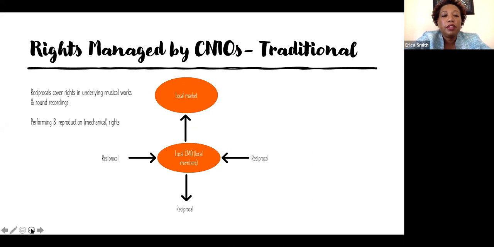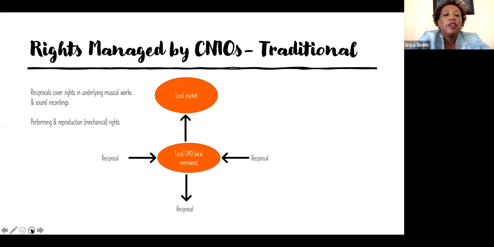So, in the traditional environment, this graphic illustrates how things would work. So you have your local market, Barbados, and you have generally a local CMO with local members, and that CMO would benefit from a series of reciprocal agreements with similar organizations around the world, where they would grant the rights they manage to the local organization so that it could manage their rights in the territory. So one of these reciprocals could be with Coscap. So Coscap would grant a license to Coscap to manage its rights, its members' rights in Barbados on its behalf, and Coscap would do the same.